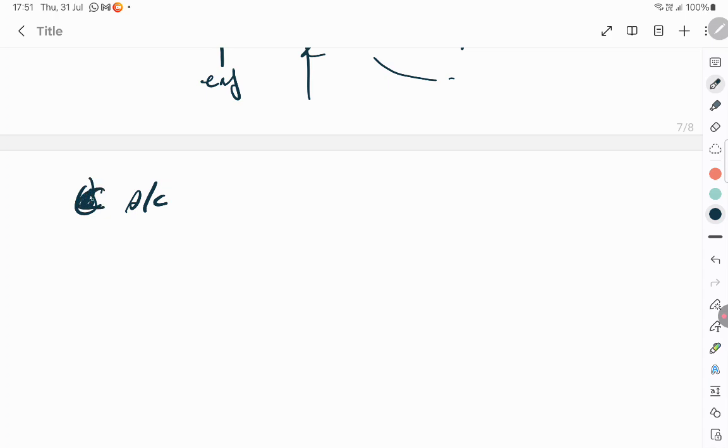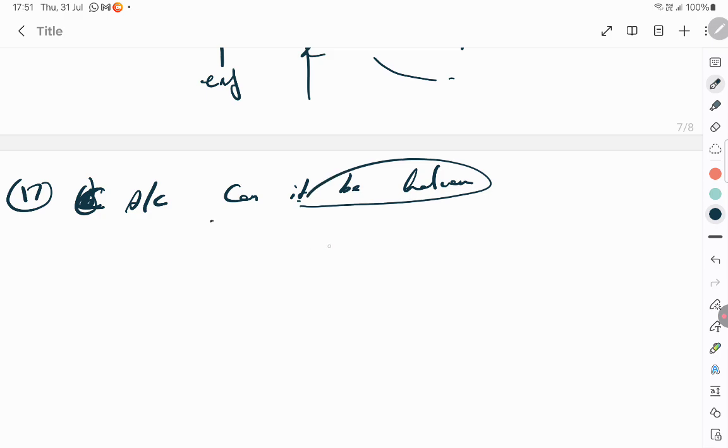Sum number 17th C. The current produced by an AC generator, can it be measured by a galvanometer? No, we cannot measure it using a galvanometer, because you know the average current over an entire cycle is 0. So the current produced by an AC generator cannot be measured with a moving coil galvanometer, because the average value of AC, which is actually the average current over an AC, is also equal to 0. So this is very important. Average current over an AC is always equal to 0.